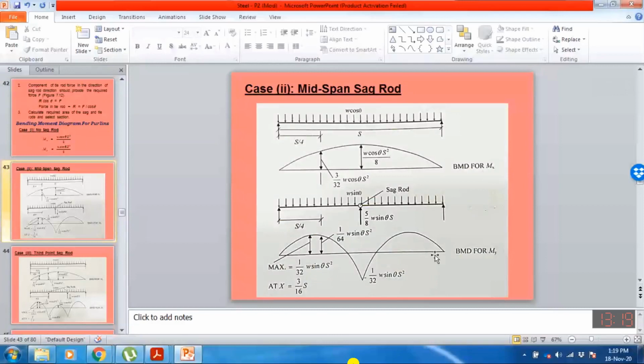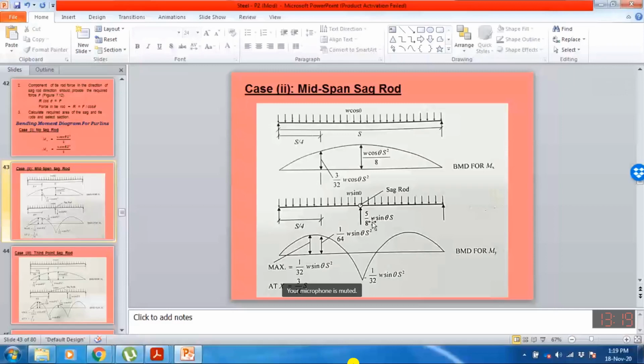So this sag rod will behave as an interior support about y-axis, and our bending moment diagram will be like this. The maximum bending moment is at the sag rod, or at the support point. So the moment will be omega sine theta s square by 32. That is the maximum bending moment produced about y-axis if we are using one sag rod. And similarly, the total force in one sag rod is 5 by 8 omega sine theta into s.